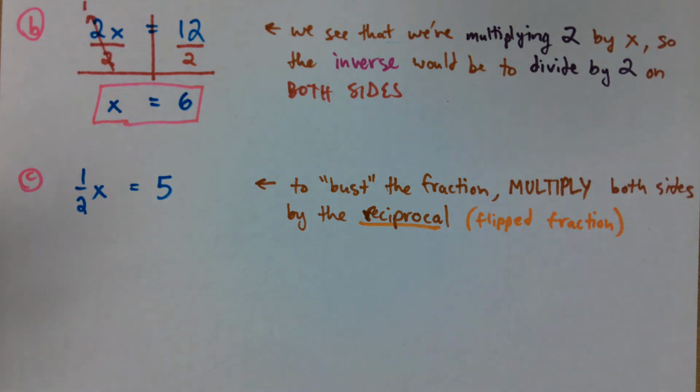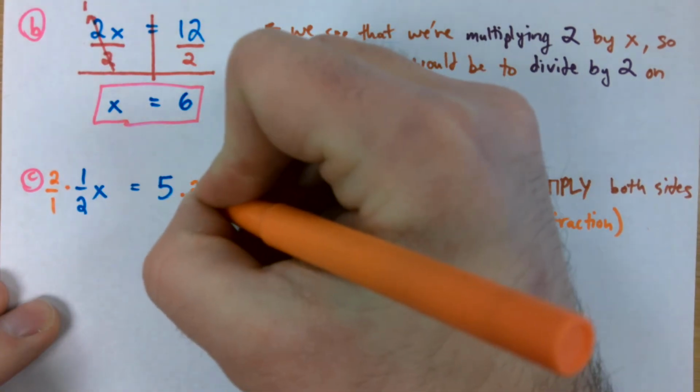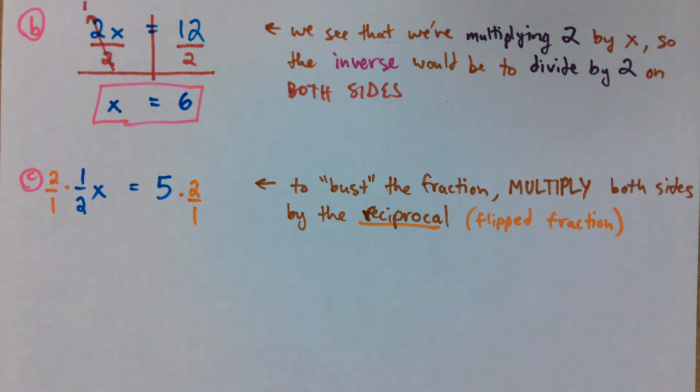What would the reciprocal of 1 over 2 be? 2 over 1, right? You just flip the fraction around. 1 over 2 turns into 2 over 1. So we're going to multiply both sides by 2 over 1. This is going to help us get rid of our fraction and leave us with a whole number.